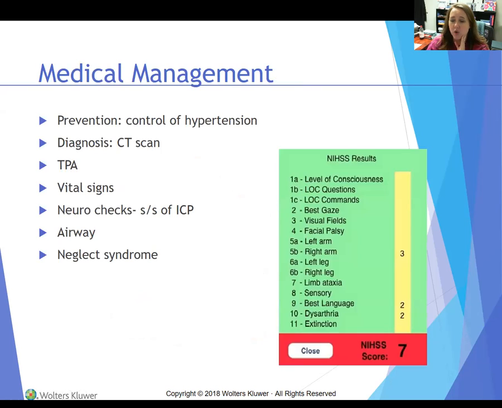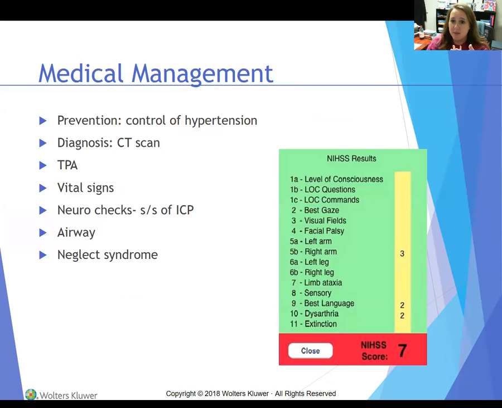Okay, so medical management of a stroke. What's the first diagnostic tool that we do when someone comes in with stroke symptoms? We do a CT, a non-contrast CT. And why do we do a CT first before we do an MRI? Because what we need to figure out is what type of stroke it is. Is it ischemic or hemorrhagic? So when we do a CT, we're ruling out a hemorrhagic stroke first, because if the stroke is hemorrhagic, then the patient is not a candidate for TPA.